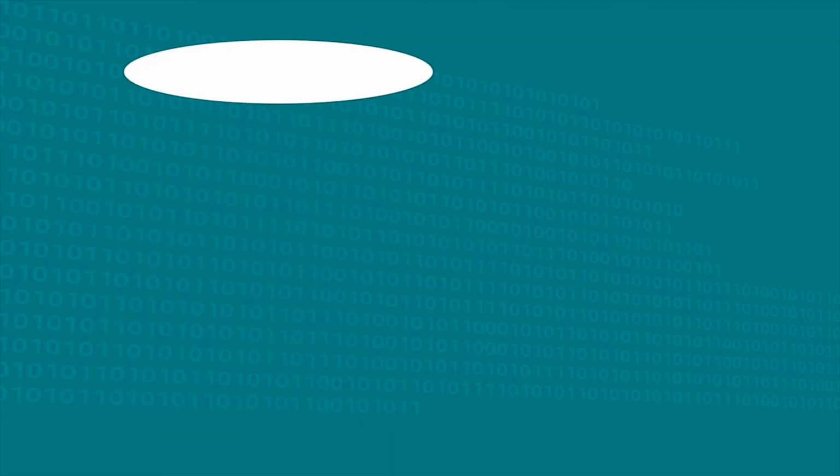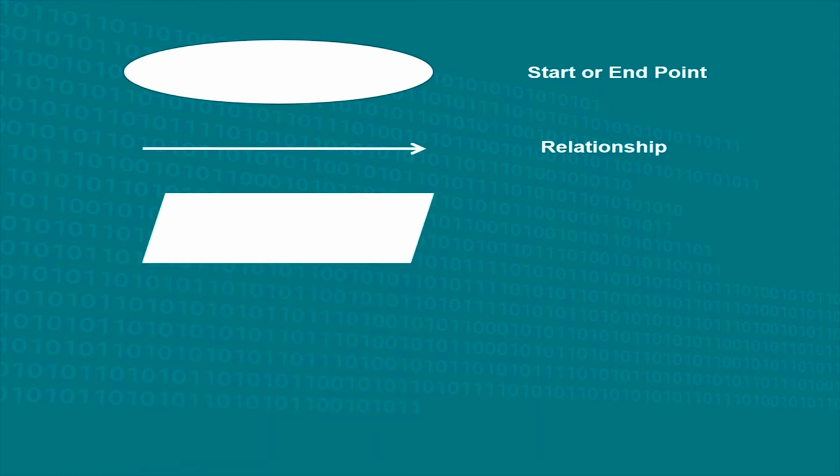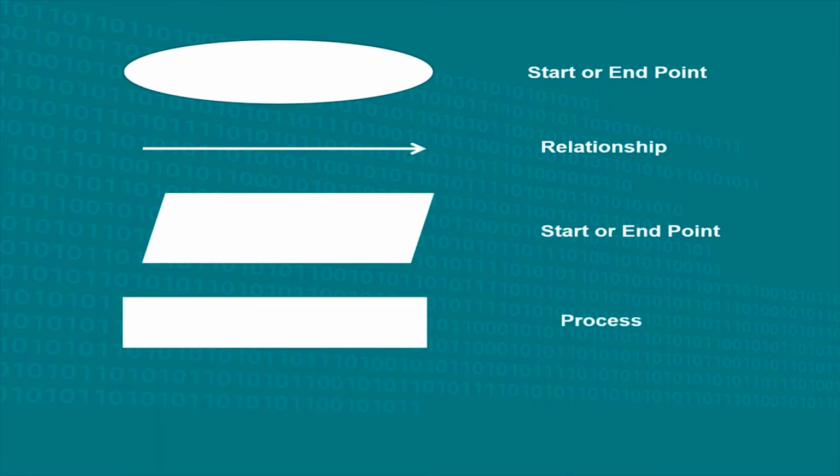The oval shape represents a start or end point of an action or process. The arrows act as connectors that show the relationship between the representative shapes. A parallelogram represents input or output. A rectangle represents a process.